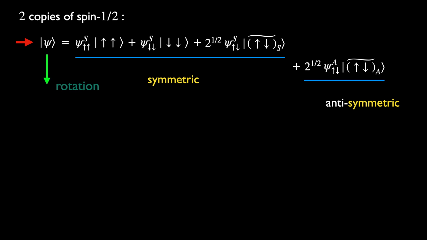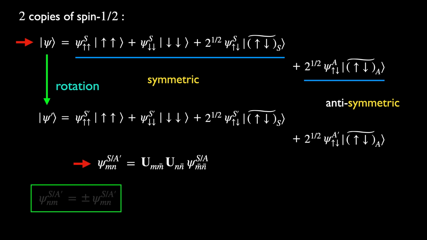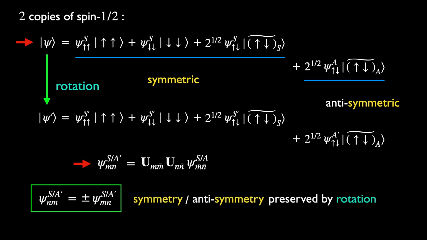The state psi is rotated by transforming its components by our earlier rule. The symmetry or anti-symmetry of the components is preserved by this rule. The rotated symmetric components are linear combinations of only the original symmetric components. Same for the anti-symmetric components. But since there is only one anti-symmetric component, a unitary transformation with determinant 1 for the case of just one component is just a trivial identity transformation. Therefore, psi a prime should be just the original psi a. This component is invariant under rotation.